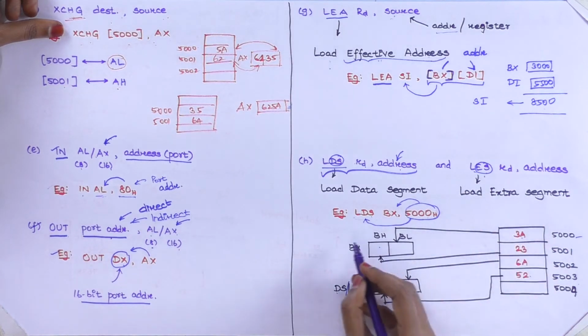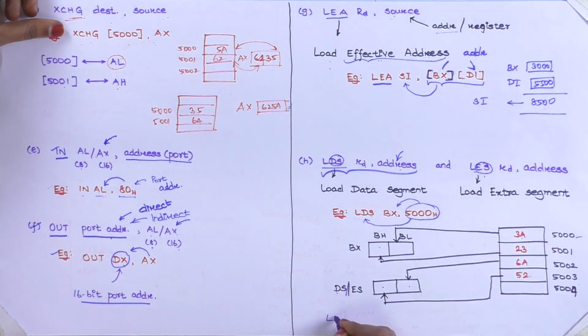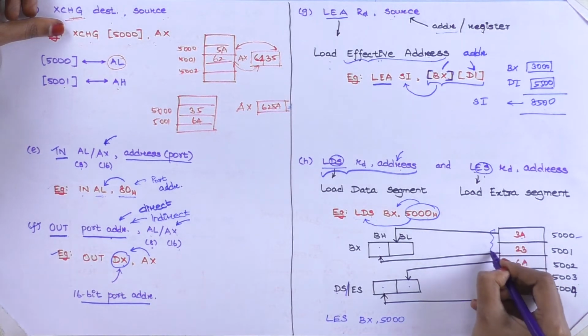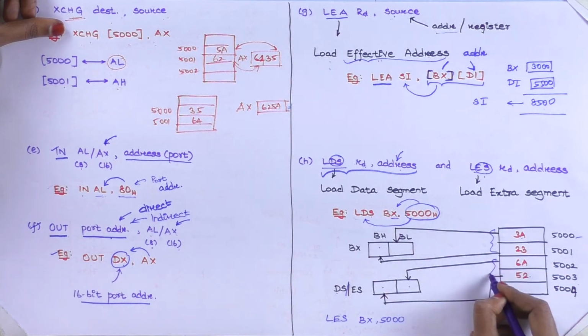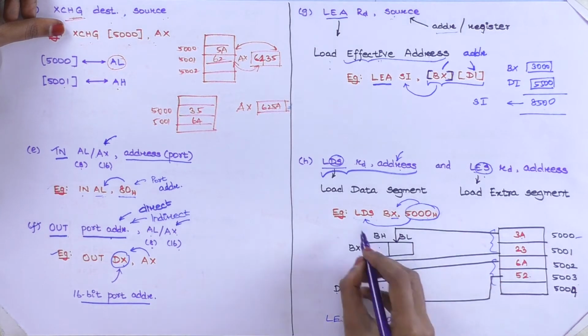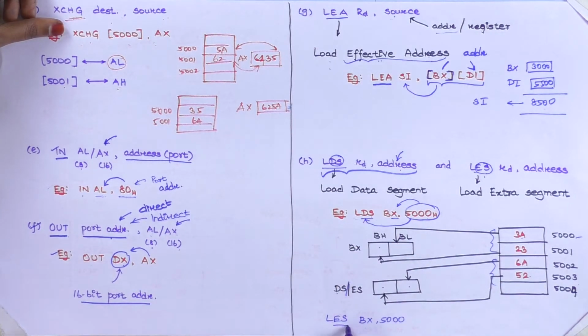If you want to use it for the extra segment, you can use LES BX comma 5000. The first two locations' values will be stored in the register mentioned in the instruction, and the next two consecutive locations' values will be stored in the data or extra segment.